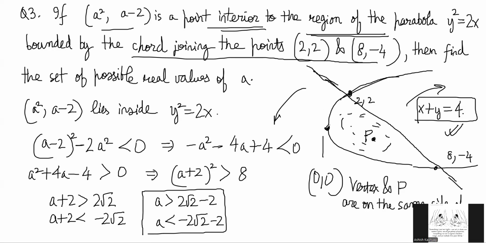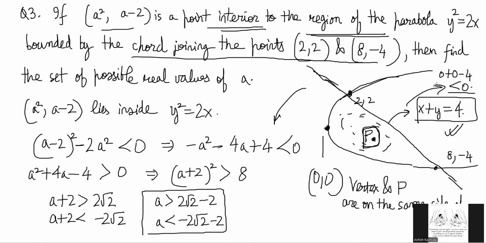Now, both the origin, the vertex of the parabola, and the point lie on the same side of the line. How do we check whether they lie on the same side? We can put the origin in that line equation. You will get 0 plus 0 minus 4, or negative, right? So when you put the origin in the line equation, you get a negative value. So now we should also realize that if P is on the same side of the line as the origin, and you put the point P's coordinates in this line equation, it should also come out negative. Both will have the same sign.